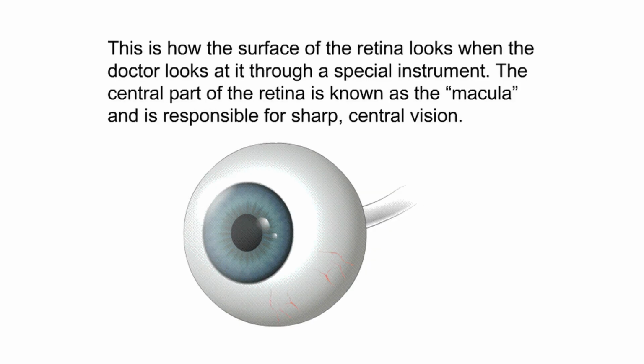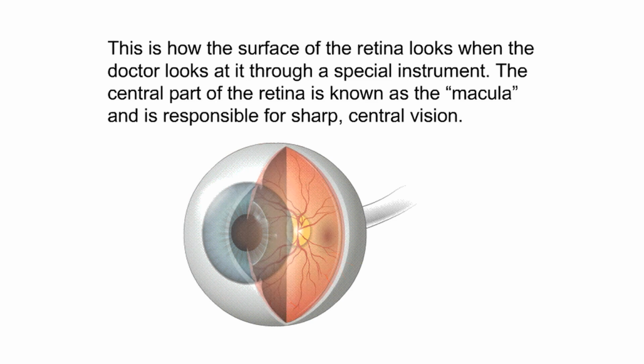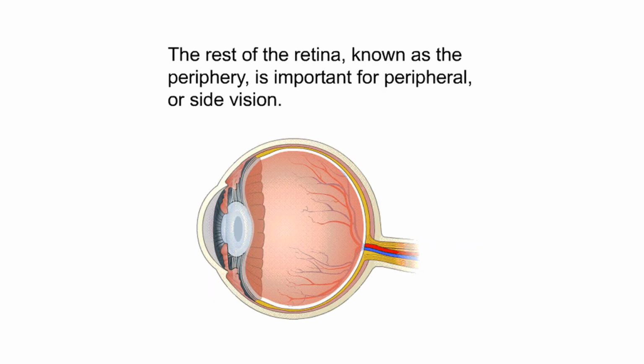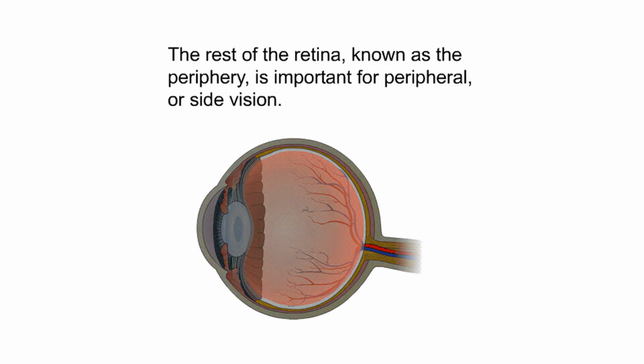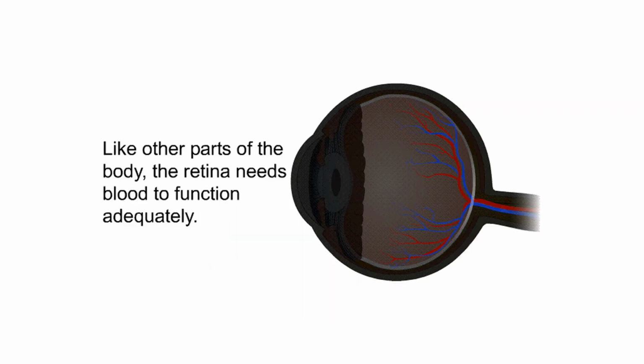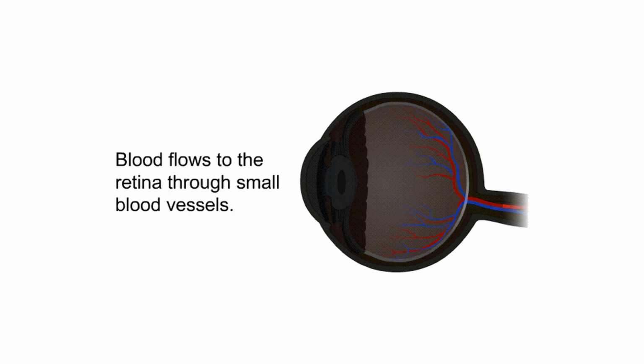This is how the surface of the retina looks when the doctor looks at it through a special instrument. The central part of the retina is known as the macula and is responsible for sharp central vision. The rest of the retina, known as the periphery, is important for peripheral or side vision. Like other parts of the body, the retina needs blood to function adequately. Blood flows to the retina through small blood vessels.